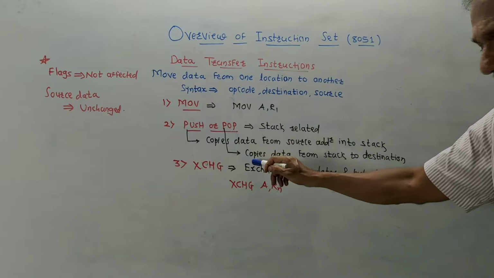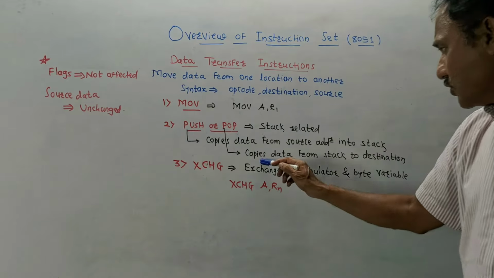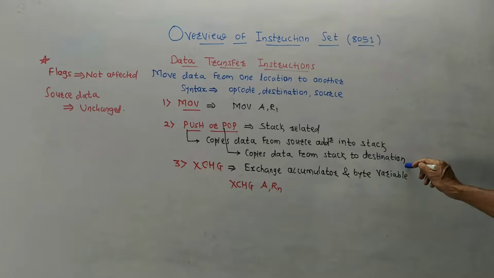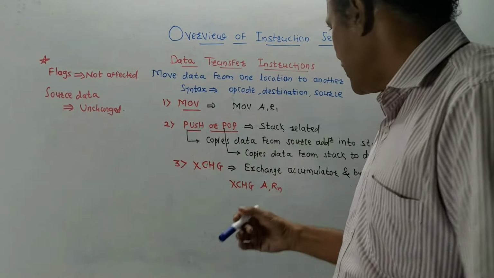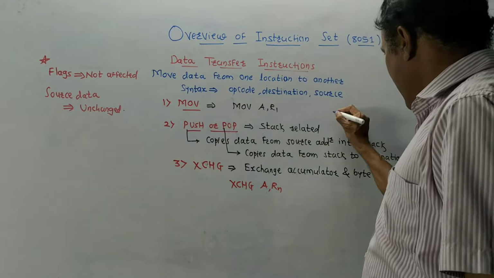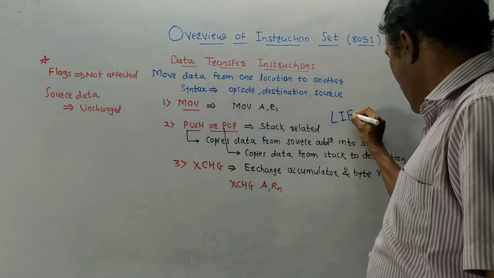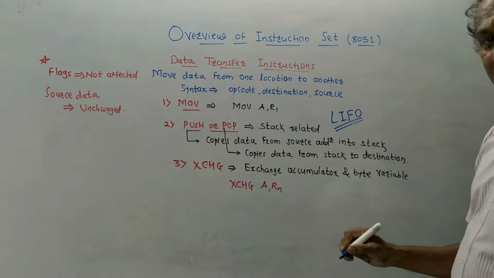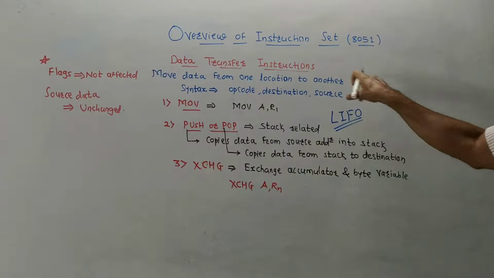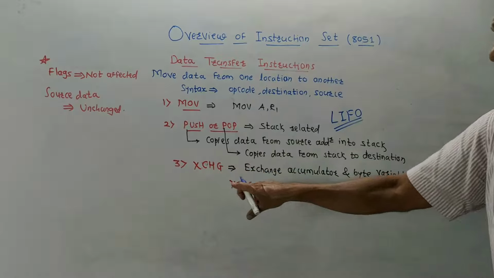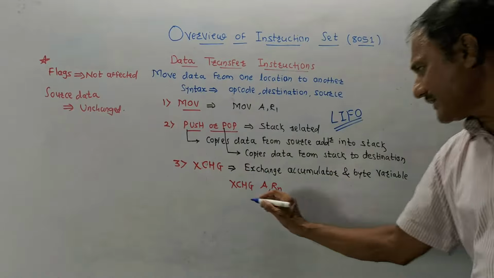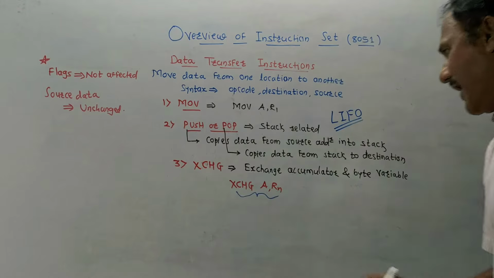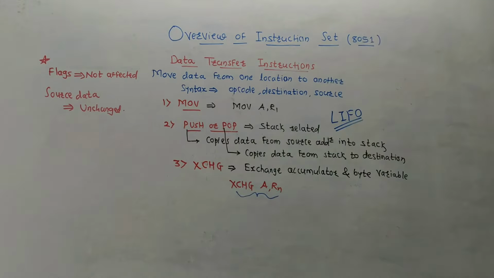And pop instruction means take out the data from the stack. So it copies data from stack to the destination. So stack is basically used to temporarily store the data. It is last in first out operation. It is LIFO, last in first out operations. Next is exchange operation. As the name indicates, it is used to exchange the data between the two things. So for example, XCH A, RN, it is used to exchange accumulator and byte variable.